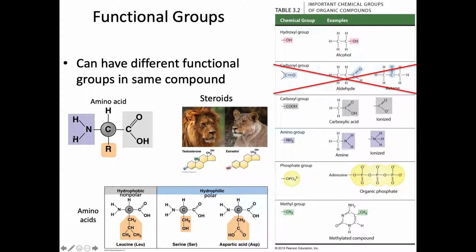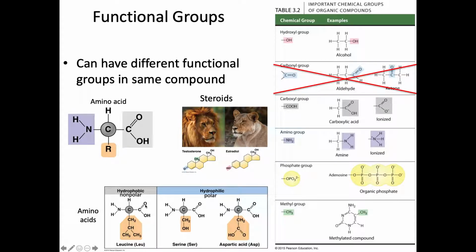So here we have an amino group. And then here we have a carboxylic acid or a carboxyl group. So hence the name amino acid. And steroids, a really good example of steroids are testosterone and estrogen. Here we see there's an OH on testosterone, which is a hydroxyl group, a methyl group, methyl, carbonyl, which you don't have to know, hydroxyl, methyl, hydroxyl.